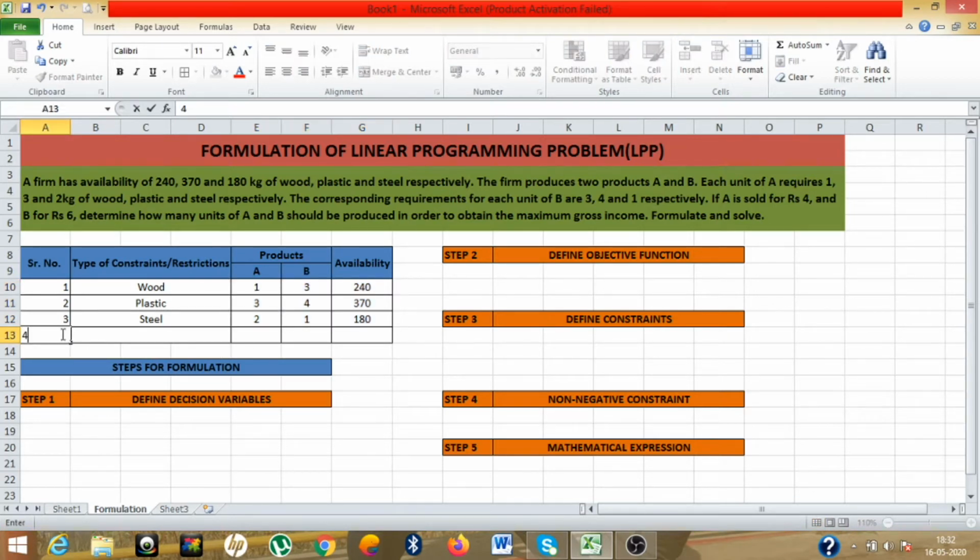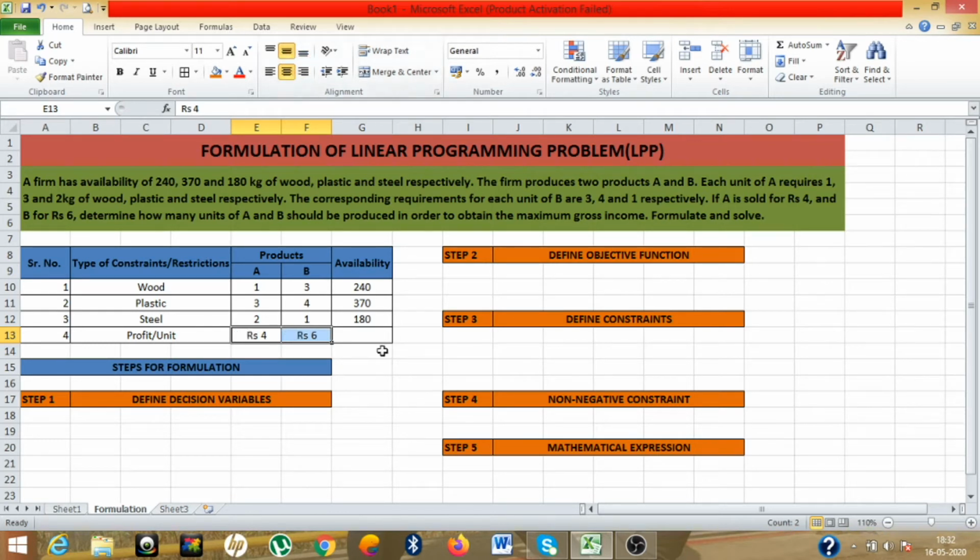In the fourth row we will write profit per unit. So after selling 1 unit of A, the firm gets a profit of rupees 4, and after selling the product B, the firm gets a profit of rupees 6. So this is our profit.